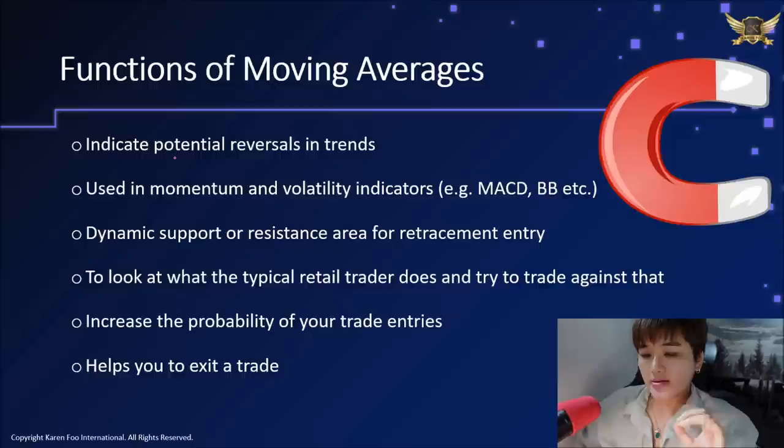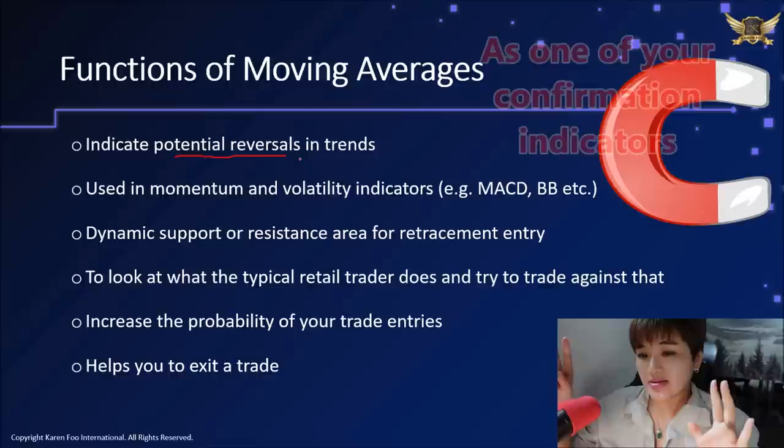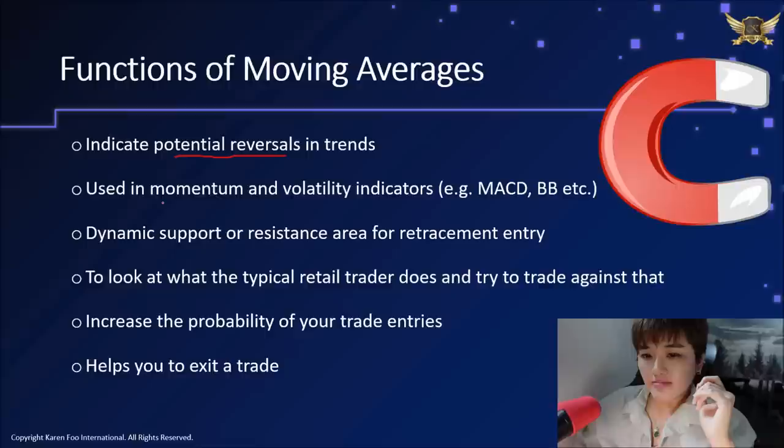Helps you indicate a potential reversal. Let's say you're holding a trade and you don't know when it's going to U-turn and then go back down or go back up in the opposite direction. You can use moving averages as one of your confirmations, not the only indicator that you should use, okay? Used in momentum and volatility indicators like MACD, Bollinger Bands, and it's used as a dynamic support resistance area.